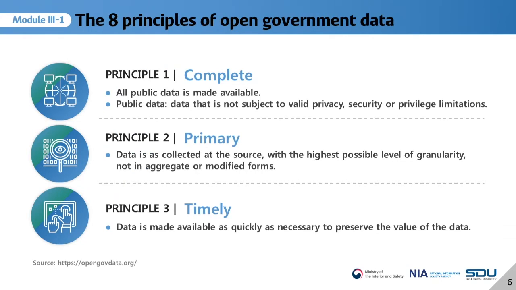I will introduce the 8 principles of open government data. There are 8 principles. The first principle is complete. All public data is made available. And the second principle, primary. Data is as collected at the source with the highest possible level of granularity. And the third principle, timely. Data is made available as quickly as possible.